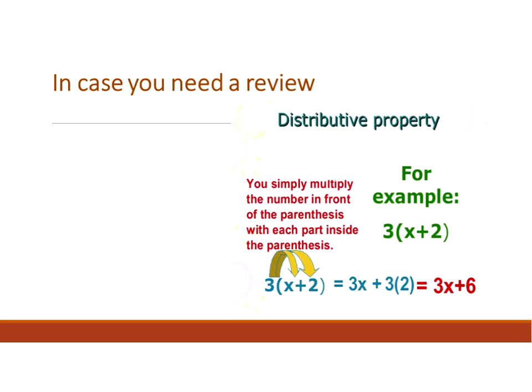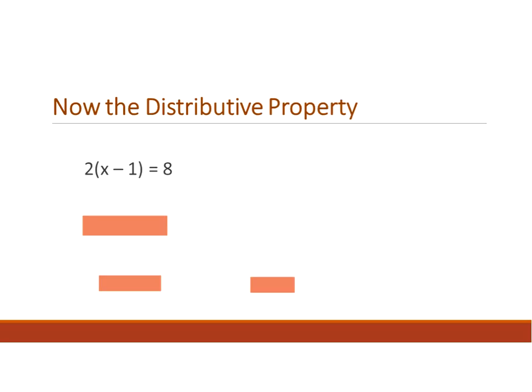If you need a review on the distributive property, you might want to pause this slide. If you don't, you can continue on with me. So to use the distributive property, we need to take the 2 and multiply it by the x. We need to take the 2 and multiply it by the negative 1. When we do that, we get 2x minus 2 equals 8.